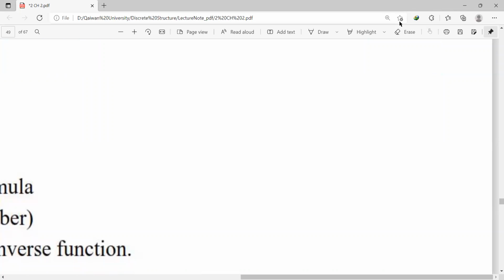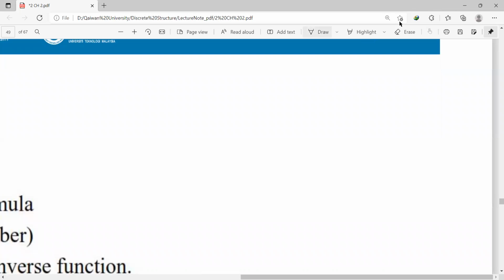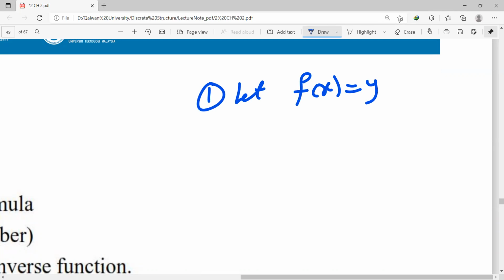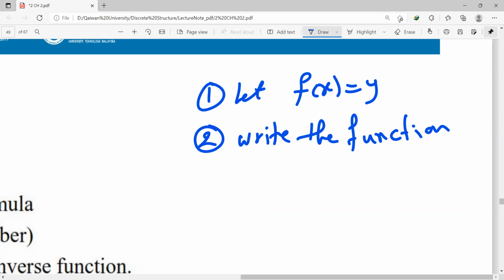First, we let f of x be y. That means we set f of x equal to y. This is the first step. In the second step, we write down the function for x. That means we put x alone on one side of the equality and all the others on the other side of the equality.